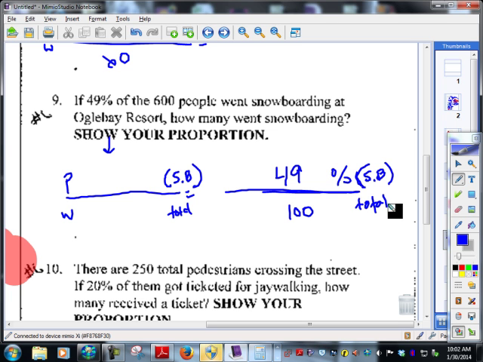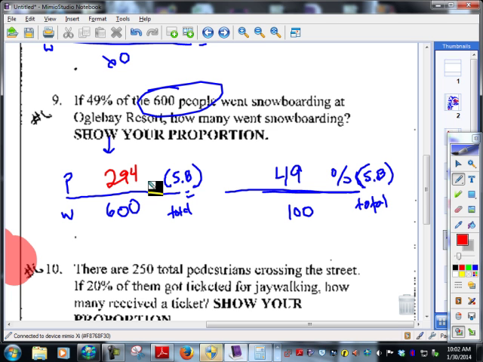Total. So we have to now go back and we can look at a couple different things here. It gives us the number 600. Is that going to be representing the amount that went snowboarding, or is that going to represent all the people at the resort, Anthony? Yes, it represents all the people. You know how else I know that makes it correct? Look what the question asked for, guys. How many went snowboarding? Because of that, I knew we were looking for the part. Does that make sense, guys? Okay, and the answer, I think, is 294, is that right? Yes, sir.